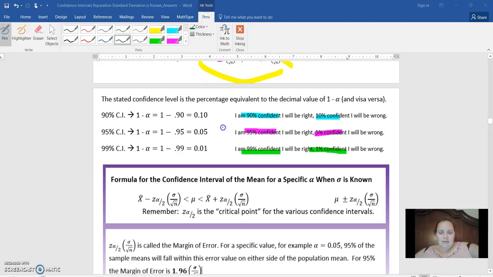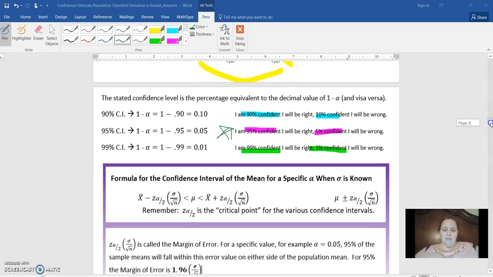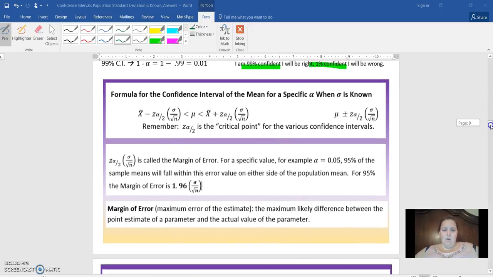Just FYI, 95 is pretty much the standard. We're going to do all three percentages because different fields of study use different levels. In medicine, you do 90-95. In science, you do 95 and 99. In education, you do 80, 90, or 95. So it just depends on your field of study. I want you to be able to find all three, because these are the ones most commonly used.